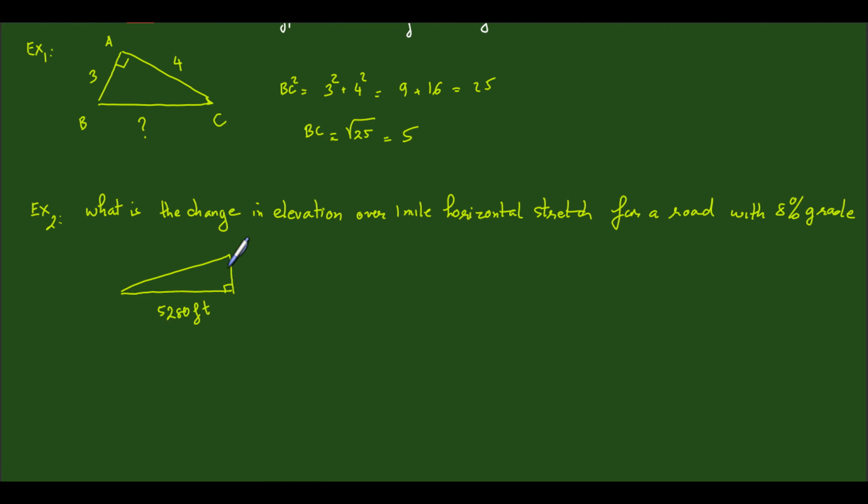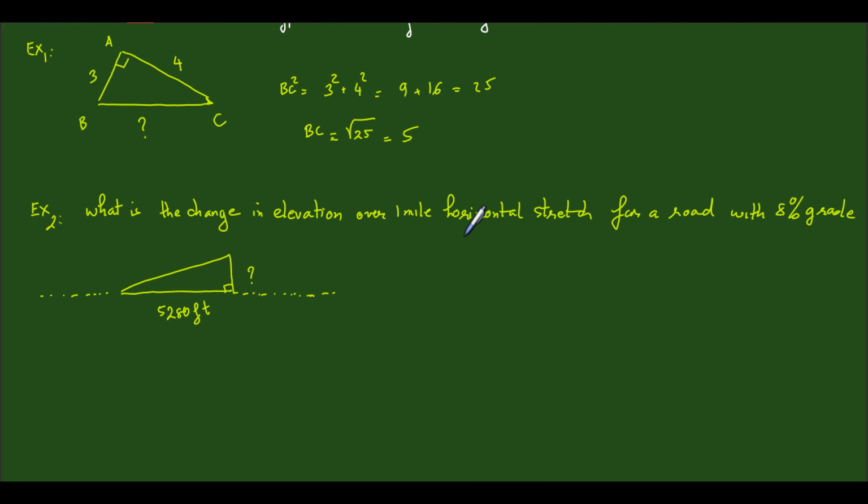So elevation is like how high it goes up, right? So basically they're asking you for this. What is the change in elevation? Because this is horizontal. It's a horizontal line. The longer leg is on the horizontal line. So when they ask what is the change in elevation, it means how much it goes up.